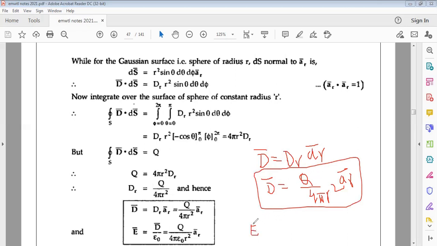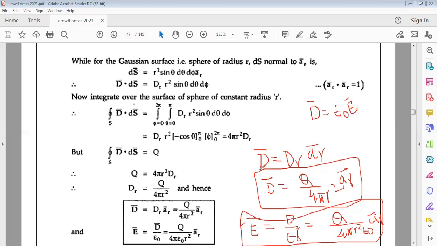Similarly, what is E bar equal to? D is equal to epsilon naught into E bar. Okay, this is the relation. And E bar is equal to, what is D bar? We got Q by 4 pi r square into epsilon naught, ar bar. So now we derive the electric flux density and electric field intensity of a point charge by using Gauss law. Gauss law is D bar dot dS bar is equal to Q. What it matters, students?